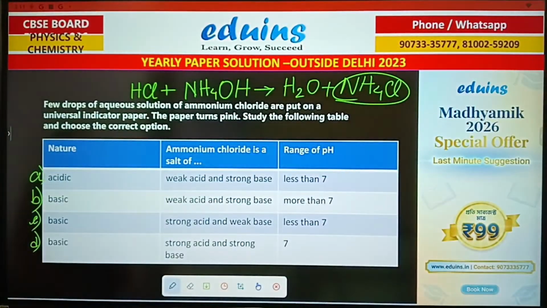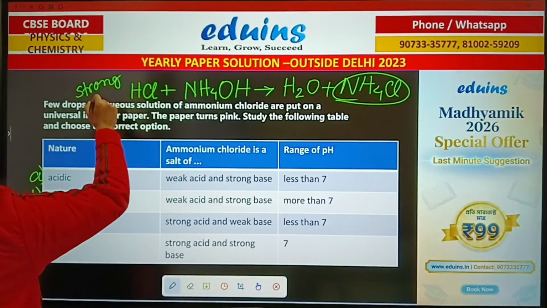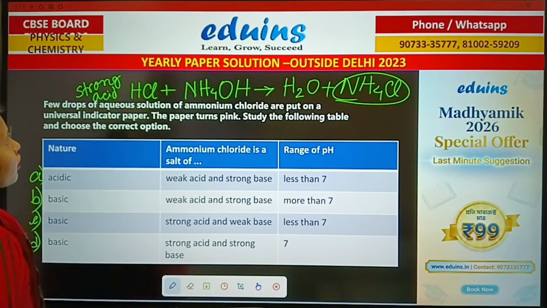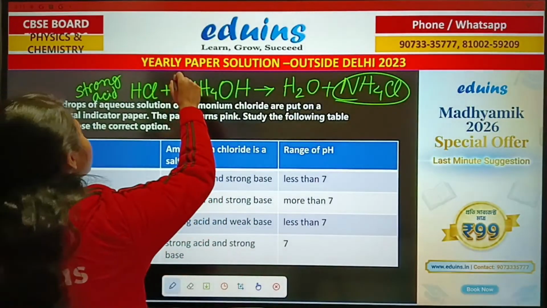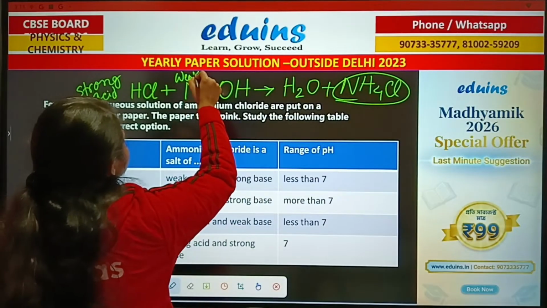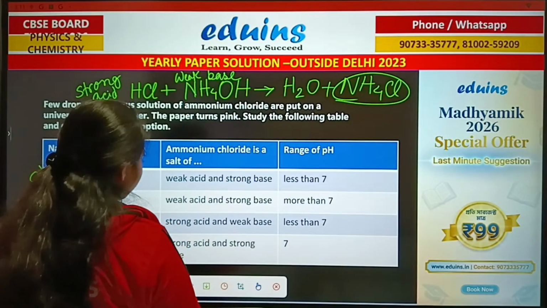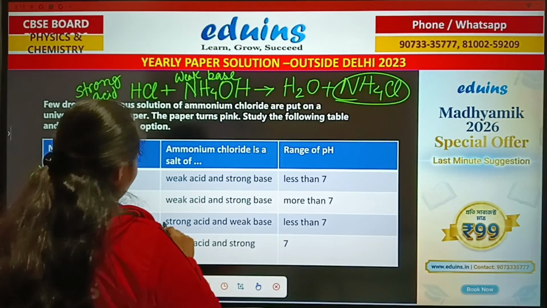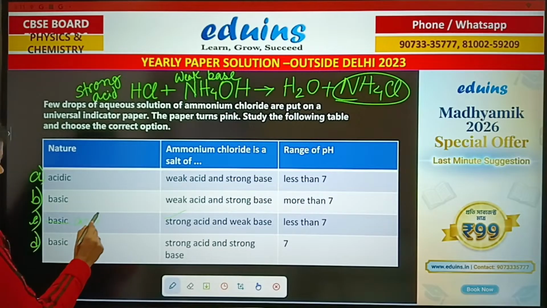So, a few drops of aqueous solution of ammonium chloride. HCl is a strong acid. And we also know that NH4OH, that means ammonium hydroxide, is a weak base. So we get strong acid and weak base. So option C, and this must be acidic.